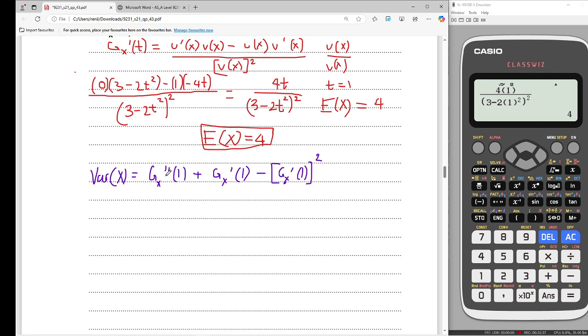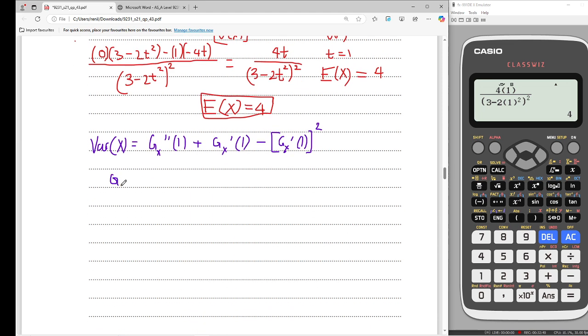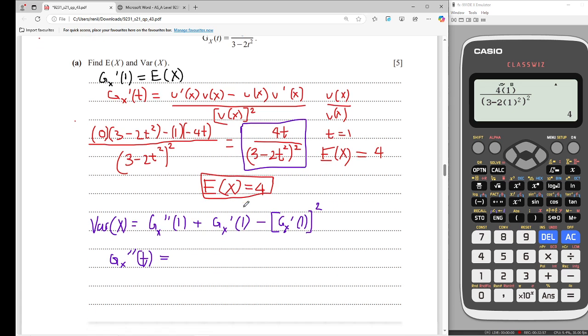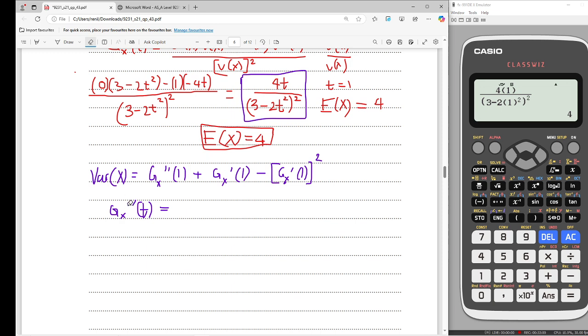So how do we find this? Well, let's first find g X double differentiation of t. So how do we do this? This is our differentiated formula, which is right here. Let's rearrange this equation first. Instead of writing it like that, let's rearrange this to 4t multiplied by (3 minus 2t squared) to the power of negative 2. Remember, this is negative 2 because it's a fraction. Now how do we differentiate with respect to t when we have two different products here?